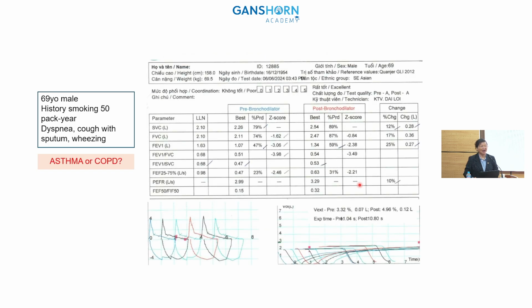Now, I would like to have your participation, so I will show the case, and I will ask your opinion, whether this case is asthma or COPD. So be prepared for that. We have a 69-year-old male, heavy smoker, with dyspnea, cough with sputum or wheezing. We will take a look at that.